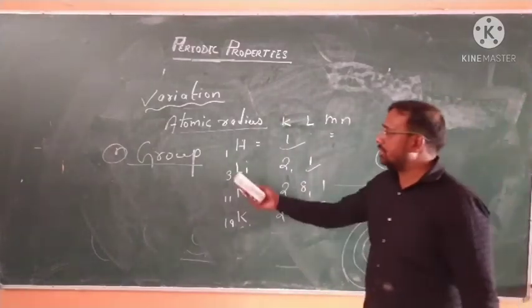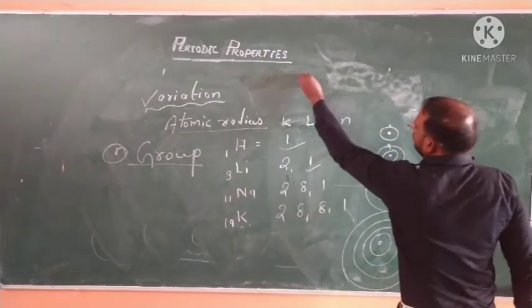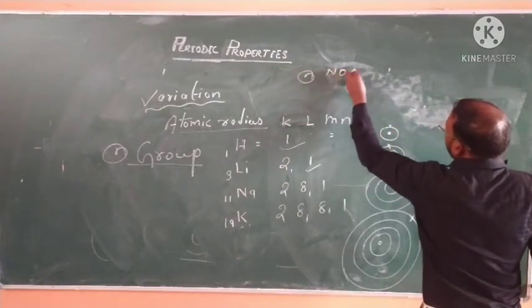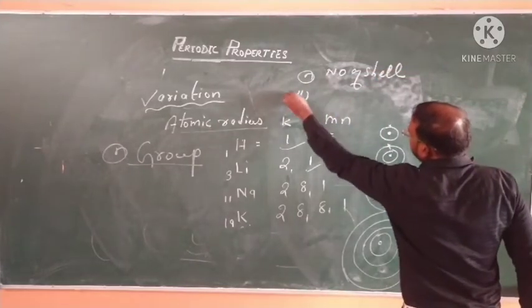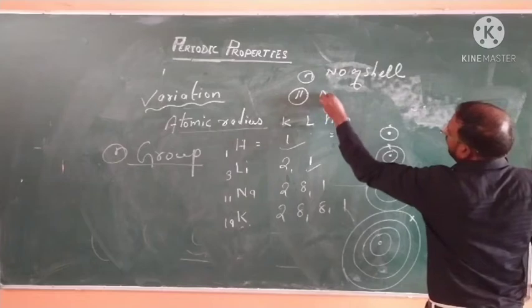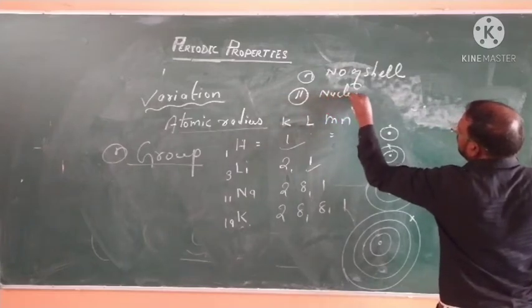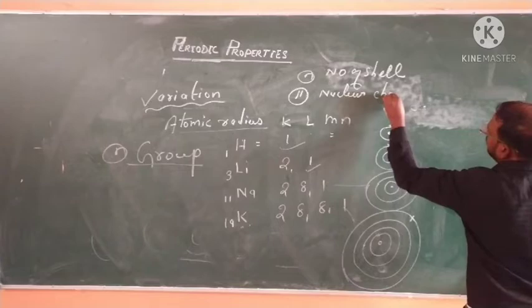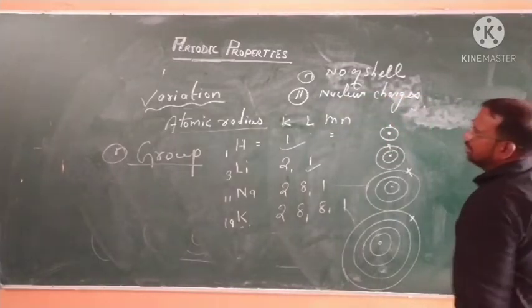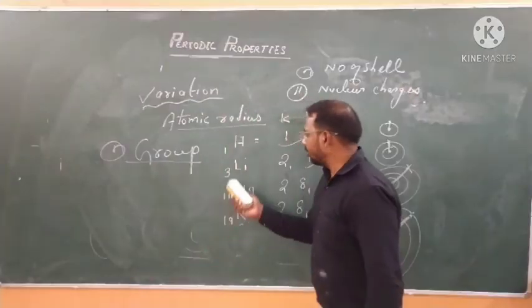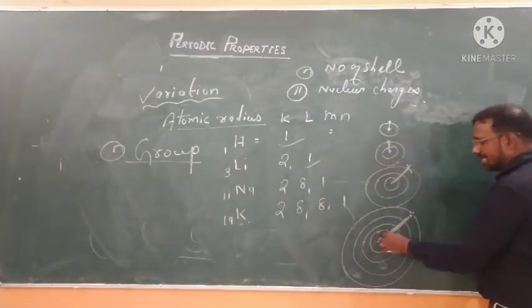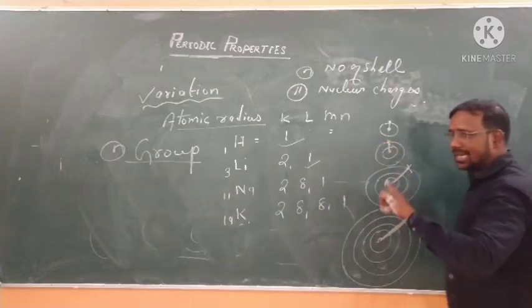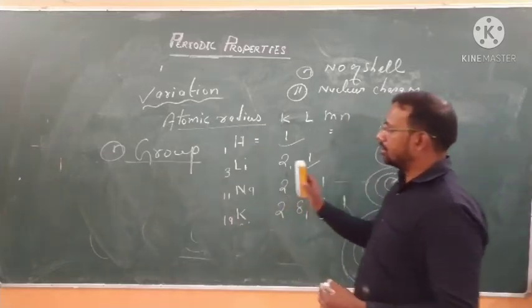You know atomic radius depends on 2 factors: the number of shells, and second one is the nuclear charge. When we are moving in a group from top to bottom, you can see that the number of shells increases, and because of the greater number of shells, attraction will decrease and size will increase. So we have discussed the group.